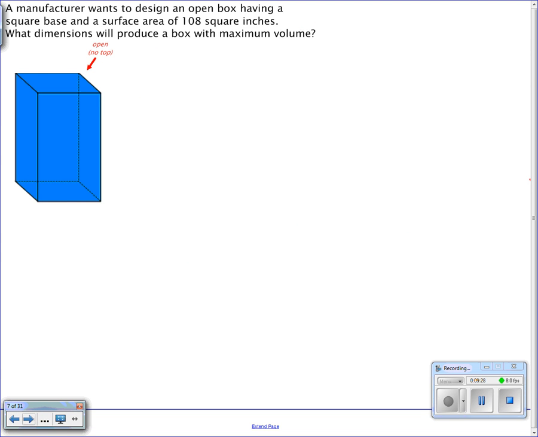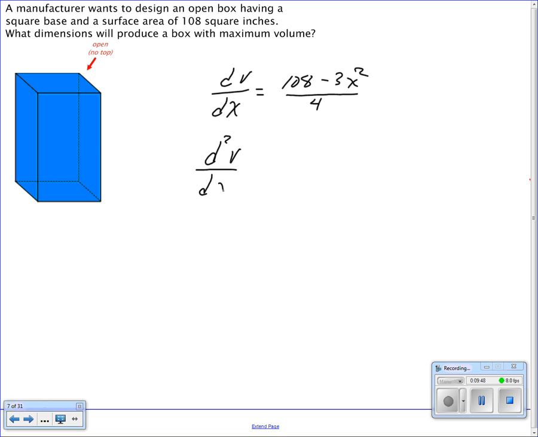So if I go to another page and I have my problem rewritten here, the first derivative, dv over dx, was 108 minus 3x squared over 4. If I check the second derivative, which is the second derivative of v with respect to x, then the derivative of that, again, the denominator is a constant, so it stays. The numerator is a parabola, it's a quadratic. That derivative would be -6x.